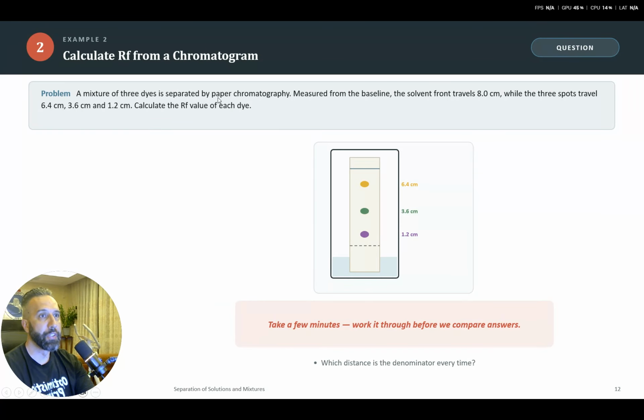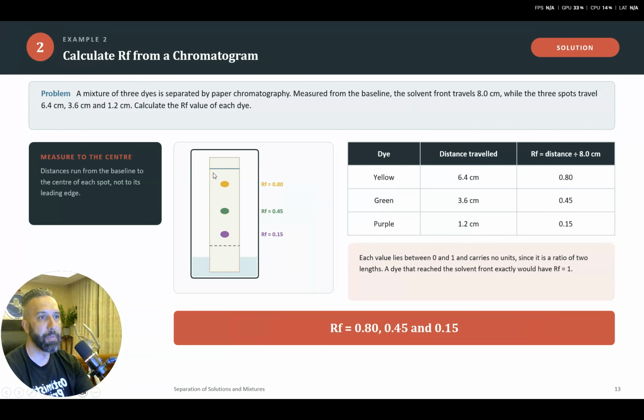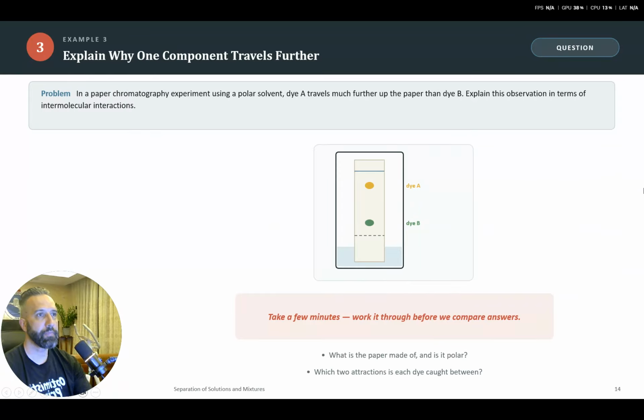A mixture of 3 dyes separated by chromatography. Okay, so the paper front is 8 centimeters, and you got the distances traveled by different colors and how to calculate RF. We said RF is this distance divided by the distance that the waterfront has done. So you just do that.